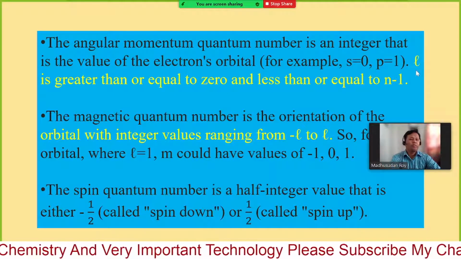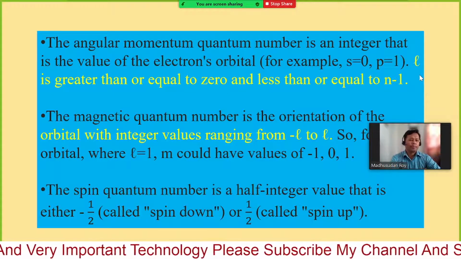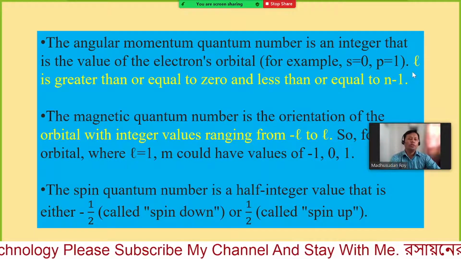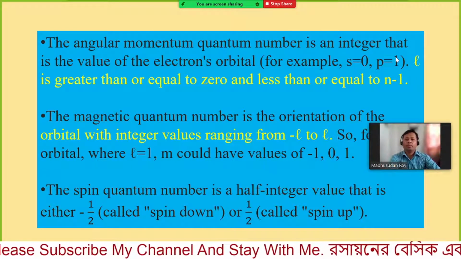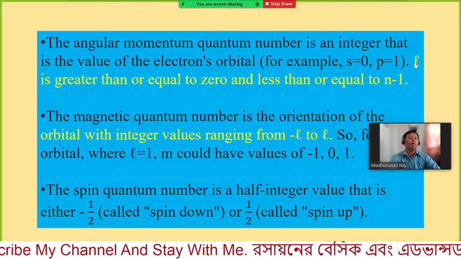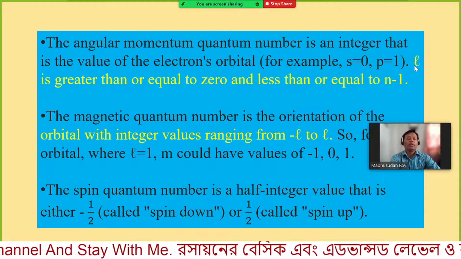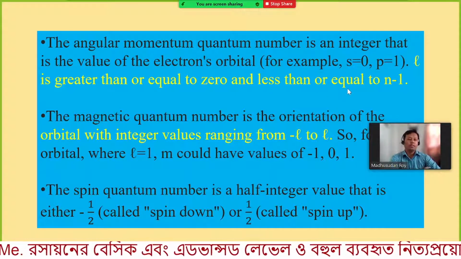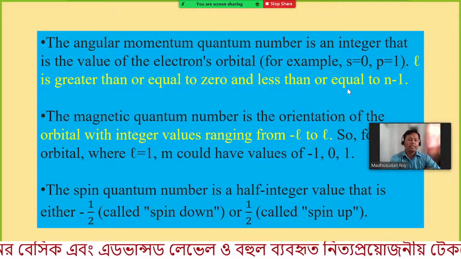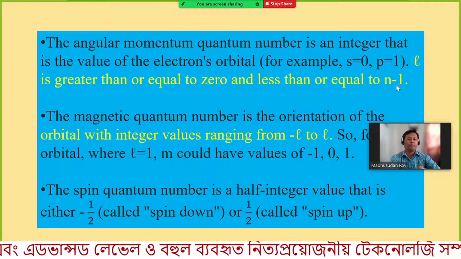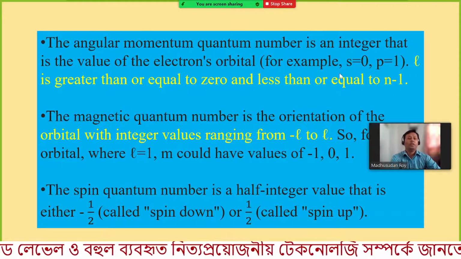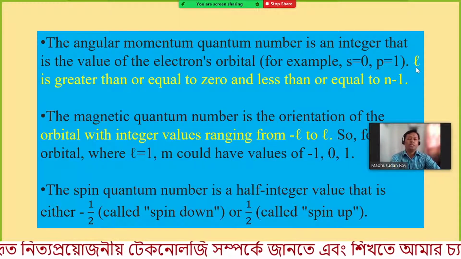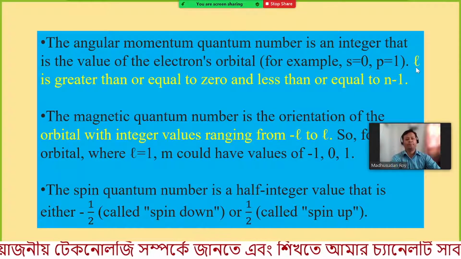If the value of L is 0, it is represented as S. If the value of L is 1, it is represented by P, and if the value of L is 2, it is represented by D. If the value of L is 3, we call it F. So S, P, D, F correspond to L equals 0, 1, 2, 3.